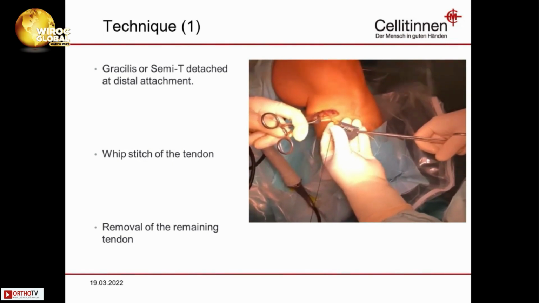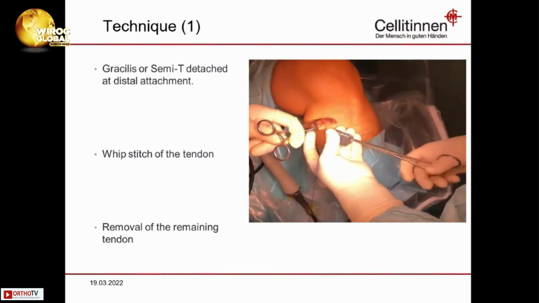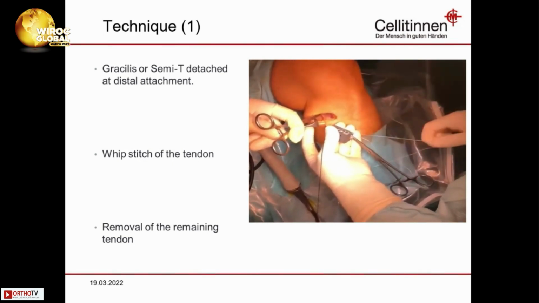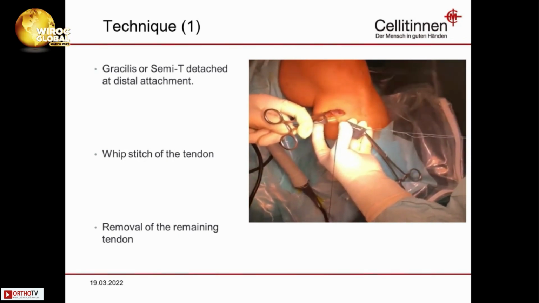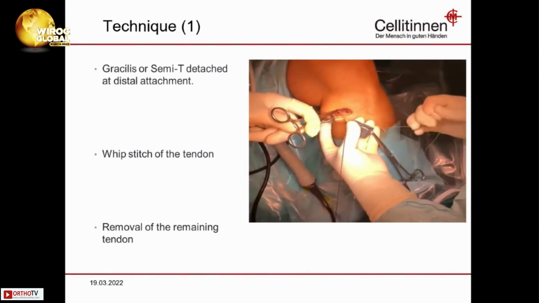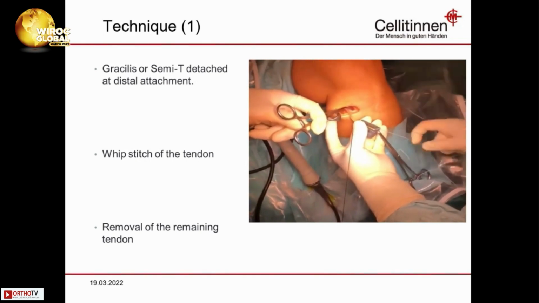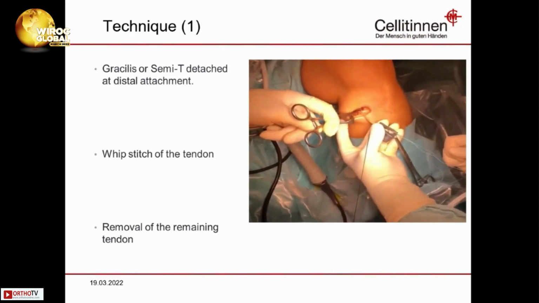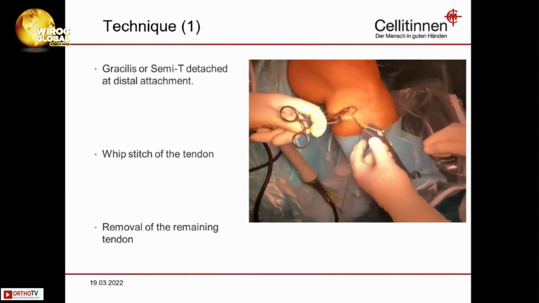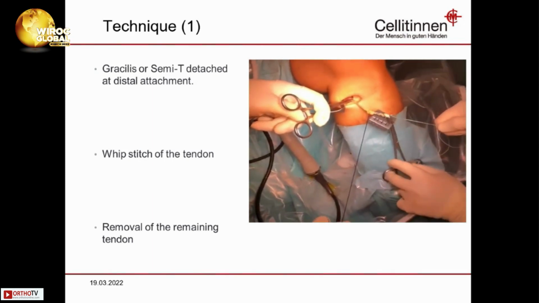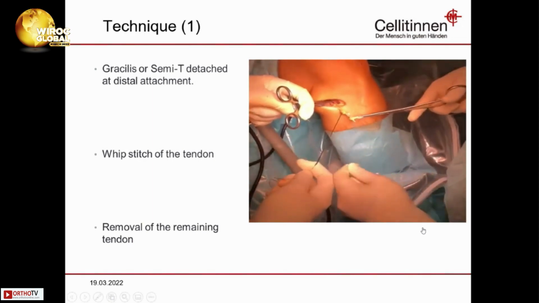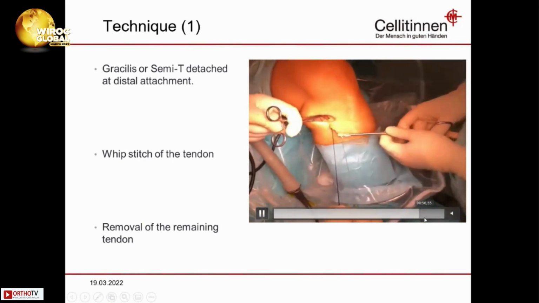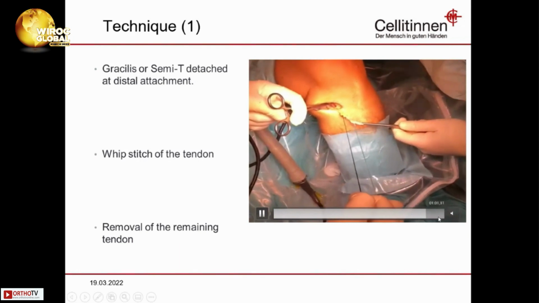In my case, because I don't want to lose time, I use this quite good tool called the Speed Trap. You just pull on the sutures and you have your whip stitch right away, and you just have to remove the end of the tendon, as you see here.